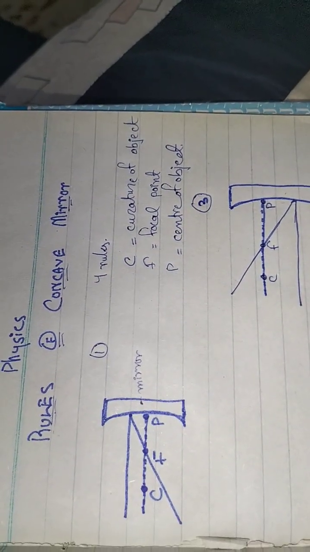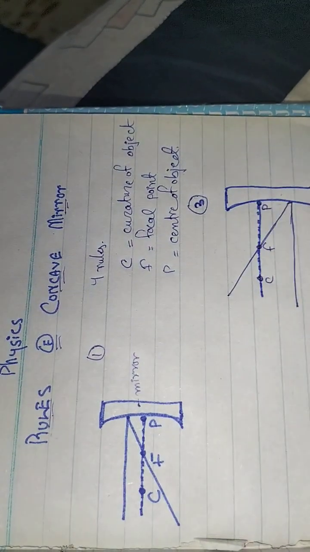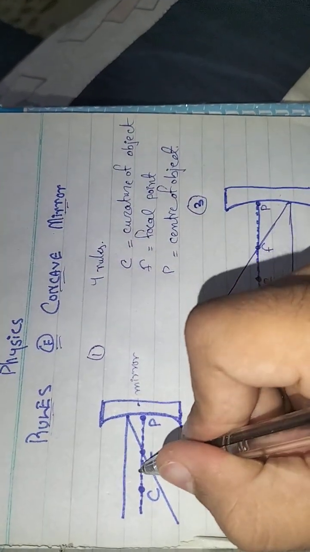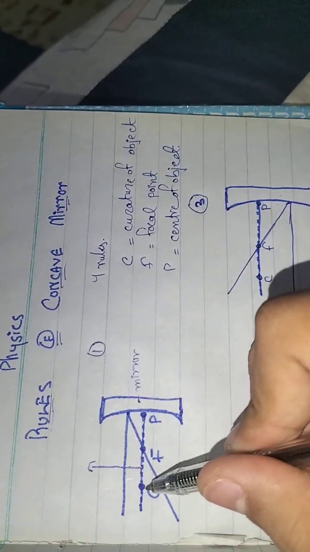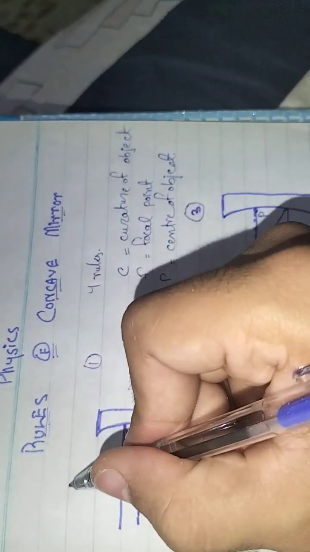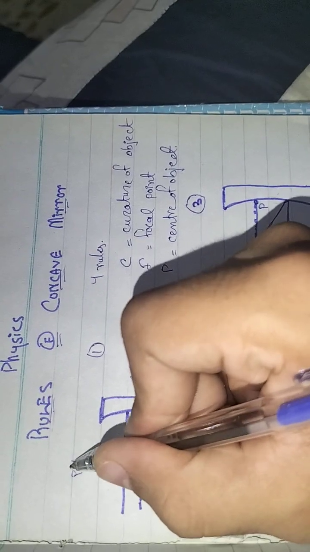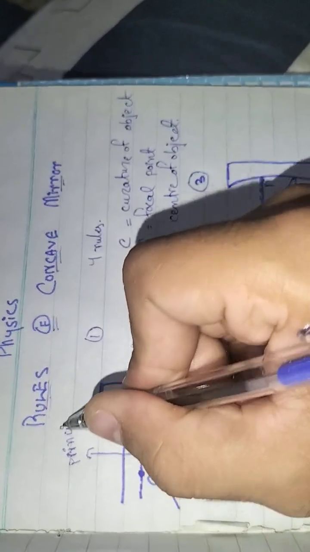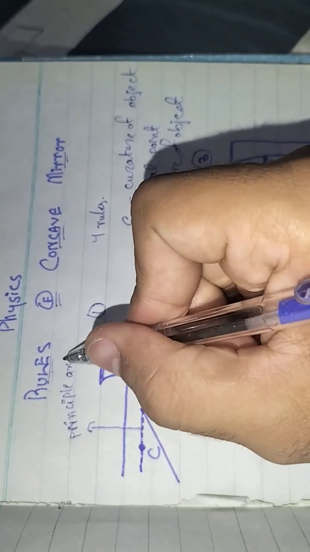So here the first rule we have: this line, on which the points are there, like the point of curvature of the object, the focal point and the center of the object, is called the principal axis.